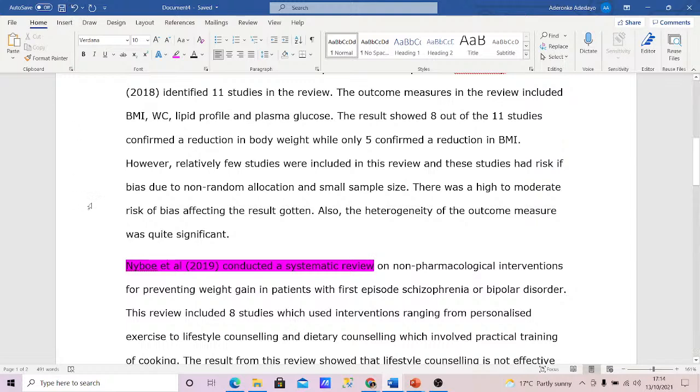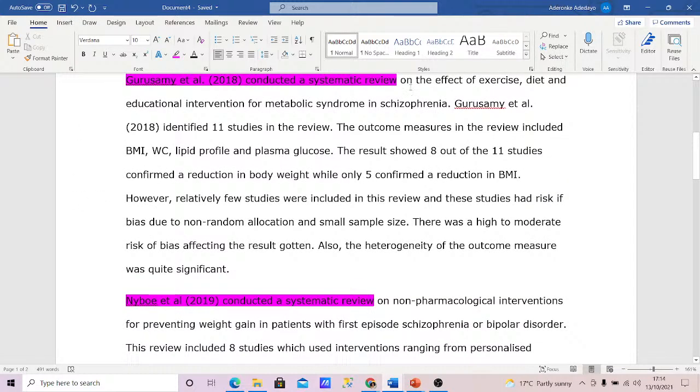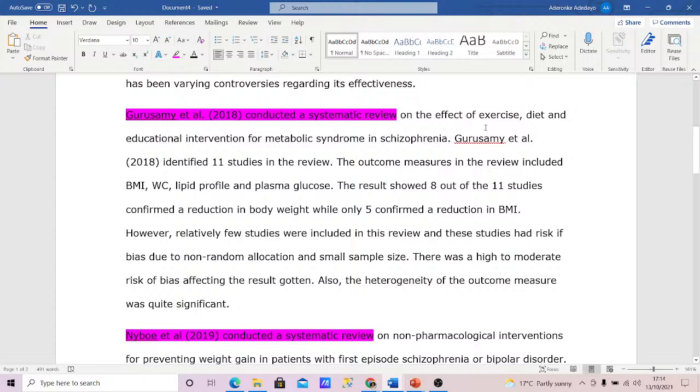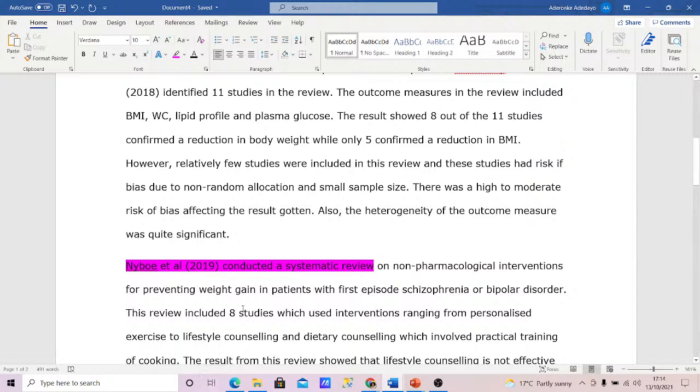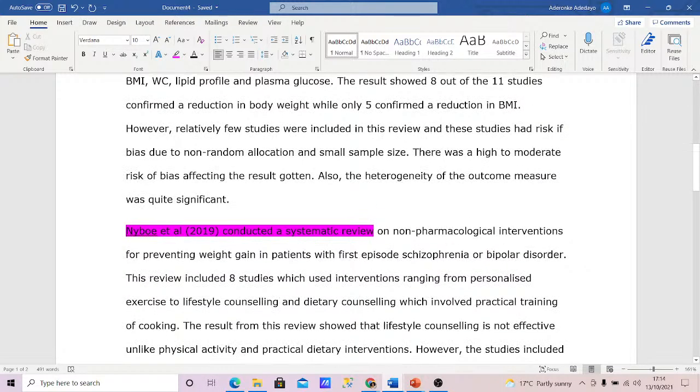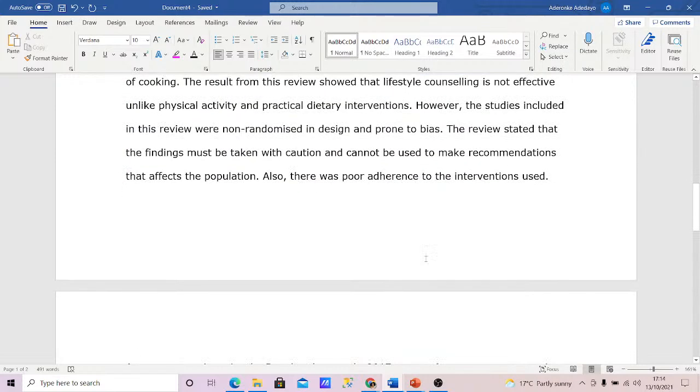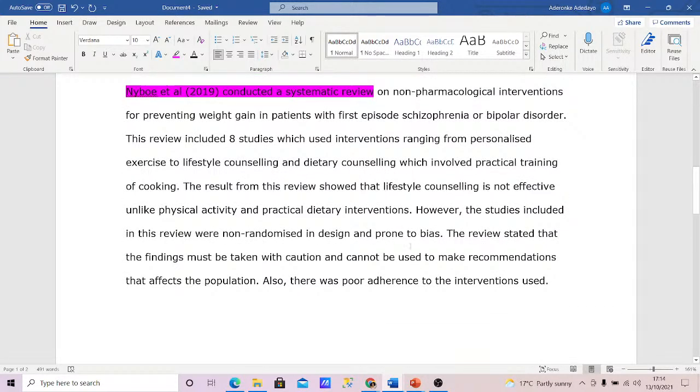So here, the first systematic review in question reviewed the effect of exercise, diet, and educational intervention for metabolic syndrome in schizophrenia, right? This second one, also a systematic review, checked out non-pharmacological interventions for preventing weight gain in patients with first episode schizophrenia. Same thing. And then I critiqued that study, and I told us reasons why the findings might not be quite significant, right? I did all that.